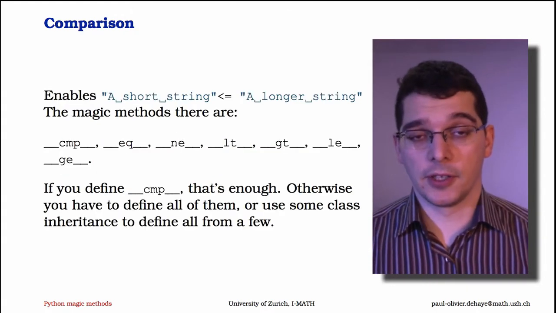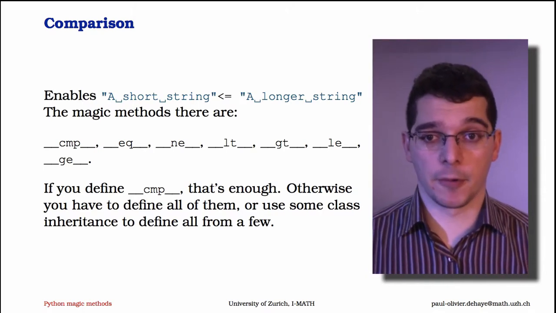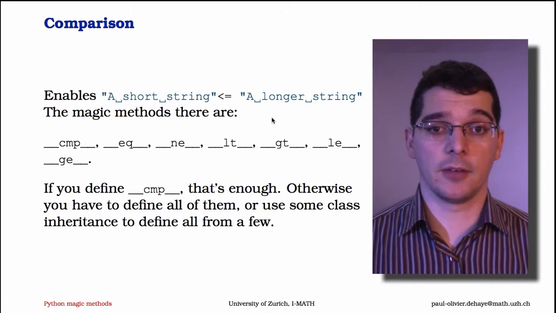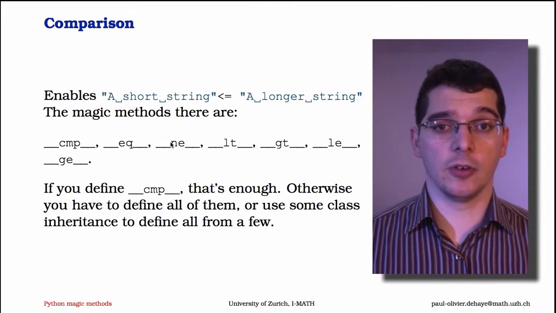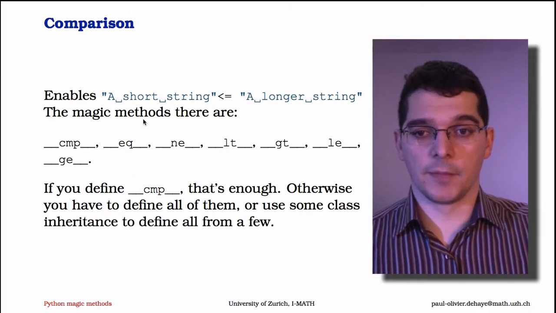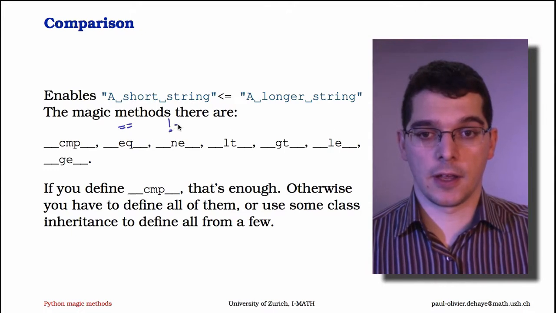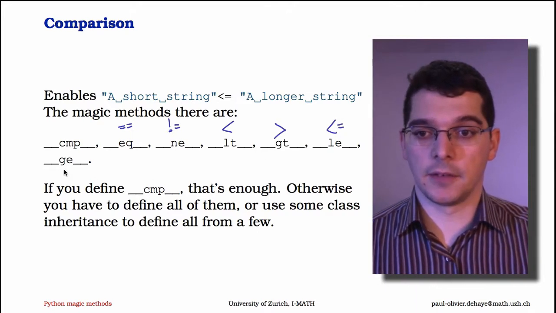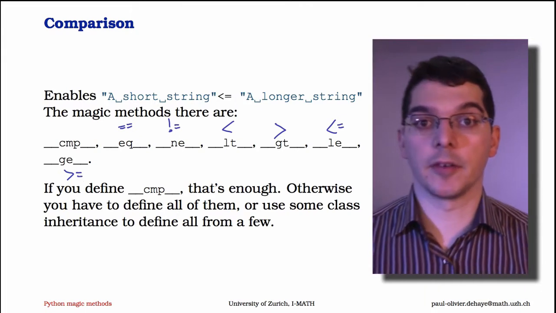Okay, the next magic methods that you're very likely to use, being mathematicians, are comparison operators. This enables you to compare different objects, for instance, this string and that one. The magic methods there are __cmp__, which stands for compare, __eq__, __ne__, __lt__, __gt__, __le__, and __ge__. And of course, they have shortcuts associated: this one has this shortcut, this one has that shortcut, and so on, and finally this one.